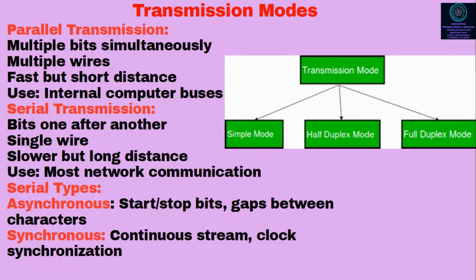Serial transmission, that is bits one after another. One after another the bits will go. Single wire, it is slower but long distance. Used in most network communication. Most of the network we go with serial communication. So that's very, very important. You should know nowadays we mostly use serial communication only. When we talk about serial types, asynchronous has start, stop bits, gap between characters. Then there comes the synchronous way, the continuous stream with clock synchronization. So here I've given you a small chart about this.